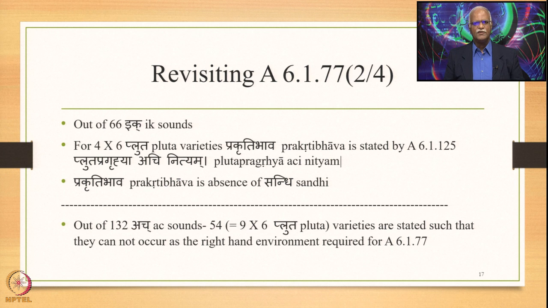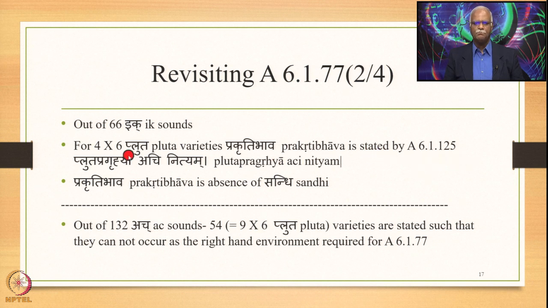Now, if we study closely, we notice that out of these 66 Ik sounds, there are 4 into 6 pluta varieties. So there are 4 vowels, i, u, ru and lu, and every one of them has got 6 pluta varieties.